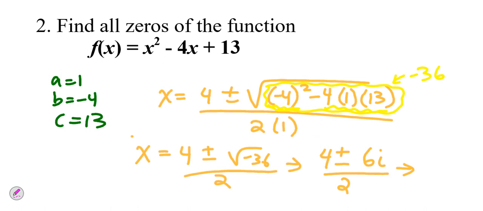Okay, so this term can be divided by 2, this term can be divided by 2, this term can be divided by 2. So when we go ahead and do that, we end up with what? 2 plus or minus 3i. So our highest power was 2. We ended up with 2 complex roots or 2 complex zeros. Pretty cool. The fundamental theorem of algebra guarantees that.